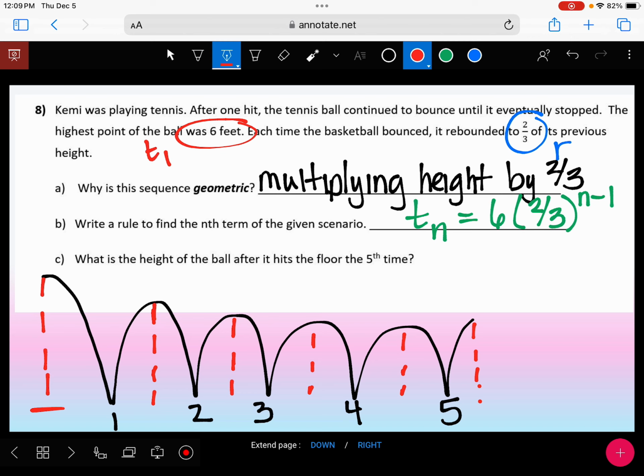Because it asks what is the height after it hits the fifth time, what do you think I'm substituting in? 6. You're going to plug in a 6. So use your general rule and substitute in a 6. So this would be the first height. That's the initial height. And then after it bounces, the next time is the second height. And that's how that goes. So go ahead, plug in a 6.